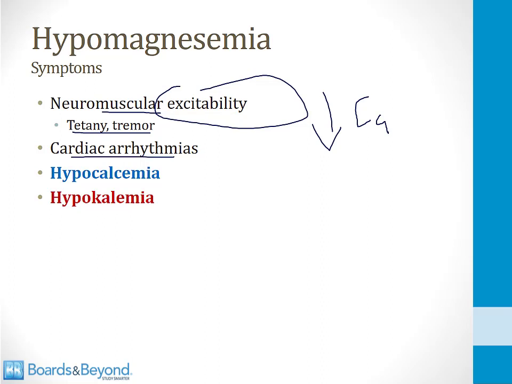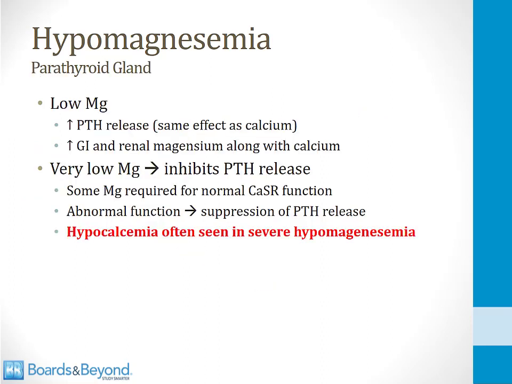But the two very high-yield effects of hypomagnesemia that you always want to remember for board exams are hypocalcemia and hypokalemia. So let's talk about how low magnesium leads to these two problems now. The effect of a low magnesium level on the parathyroid gland depends on whether the level is a little bit low or very low. If there is a slight reduction in the serum magnesium level, this can stimulate parathyroid hormone release, just like hypocalcemia does.